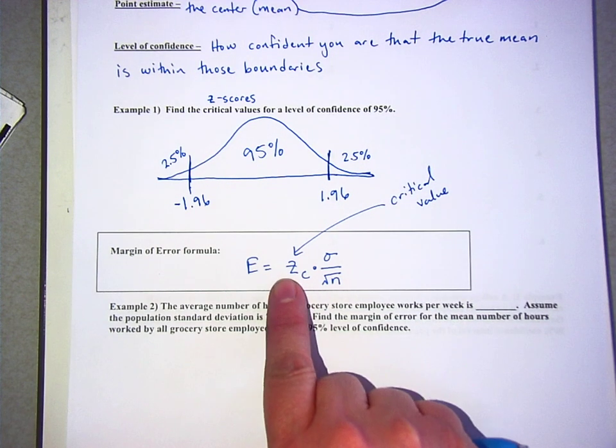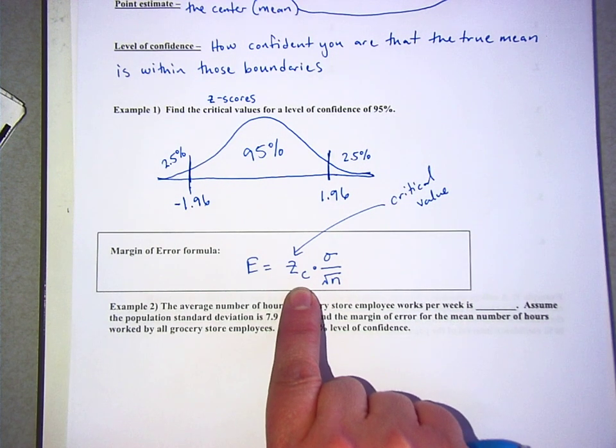Z sub C means a Z-score for a certain confidence level.